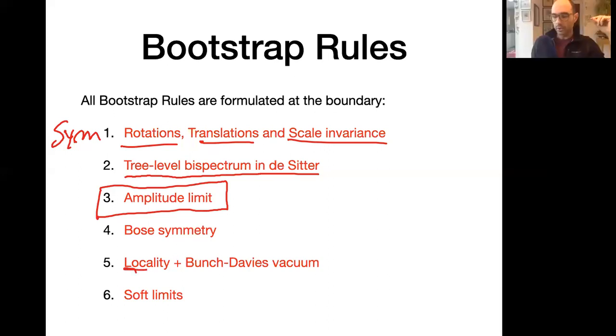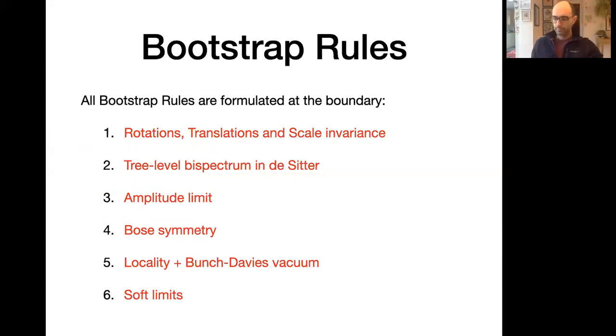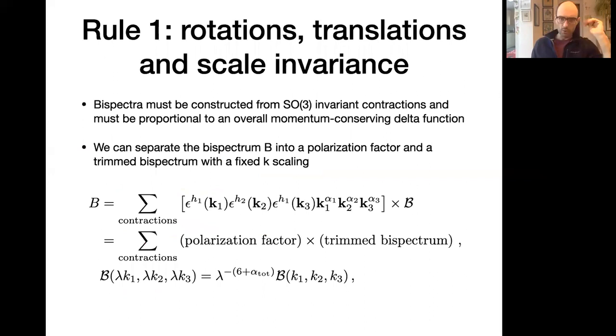And then at some point, it's important that we say the theory is local. So that will impose a certain constraint. And also that we want to say that the universe started out in some state. If you don't tell me the initial state of the universe, I cannot predict. And so we will make the standard choice, which is the Bunch-Davies vacuum, or if you want the Hartle-Hawking vacuum, the one that corresponds to Minkowski when you're at very short distances where the horizon doesn't matter. And finally, I will impose the soft limit, which is what we discussed just now. So let me discuss these rules a little bit more in detail.